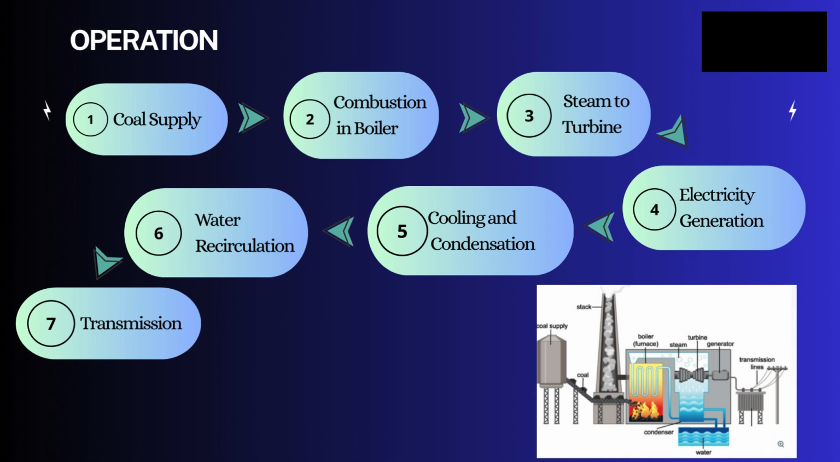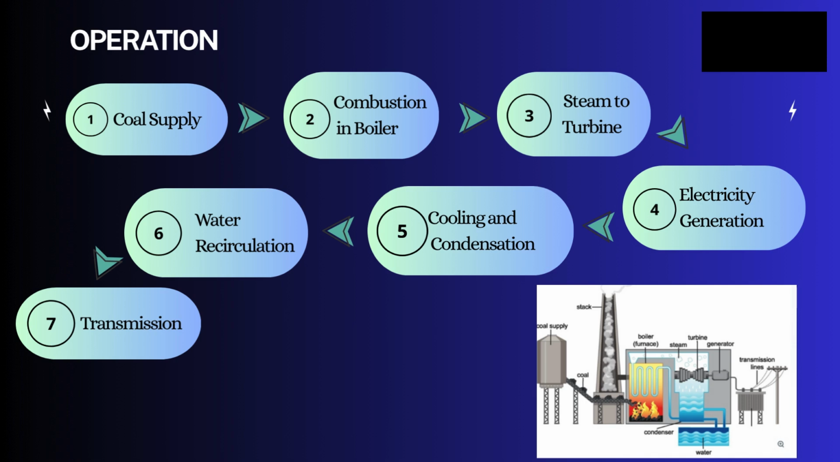Number 1, coal supply. Coal or charcoal is stored in a silo and sent into the boiler using a conveyor belt. Number 2, combustion in boiler. The coal is burned to produce heat, which turns water into high pressure steam. Number 3, steam to turbine. The steam flows into a turbine and the pressure makes the turbine spin. This creates mechanical energy. Number 4, electricity generation. The turbine is connected to a generator, which changes mechanical energy into electricity.